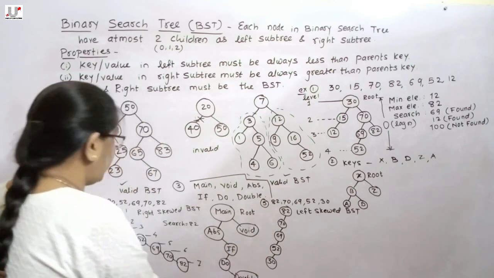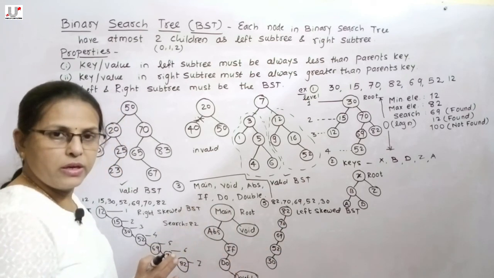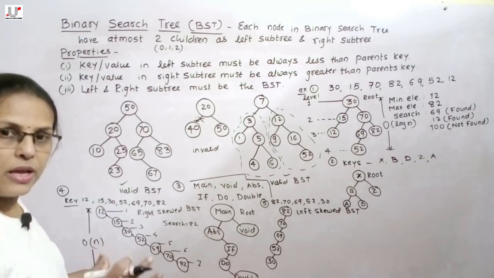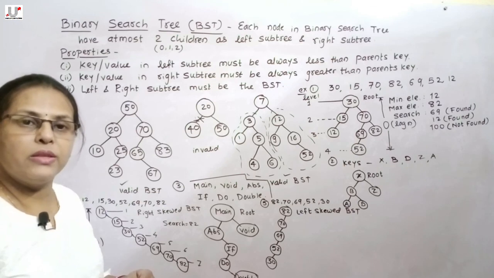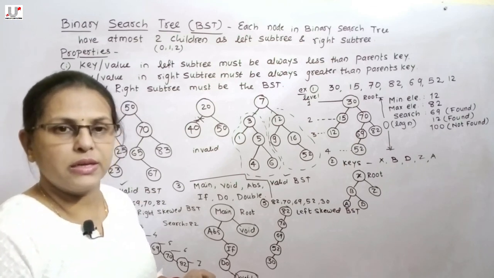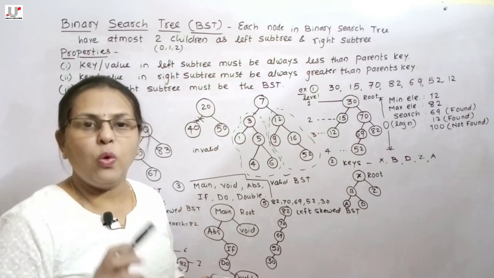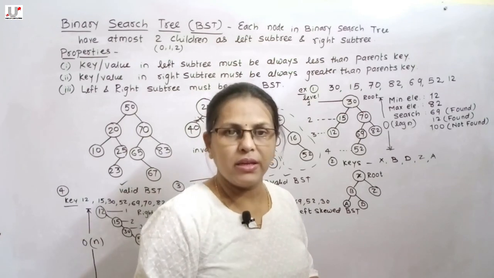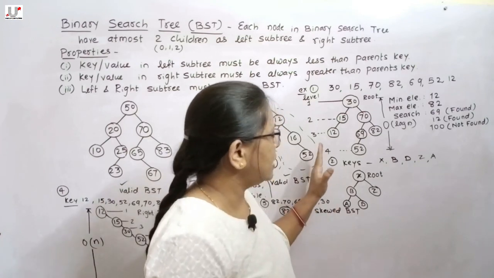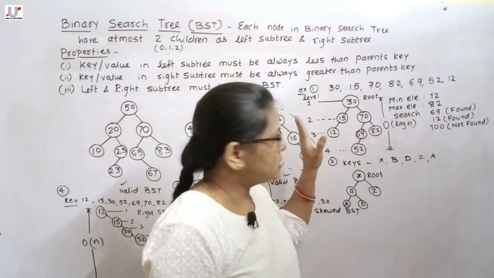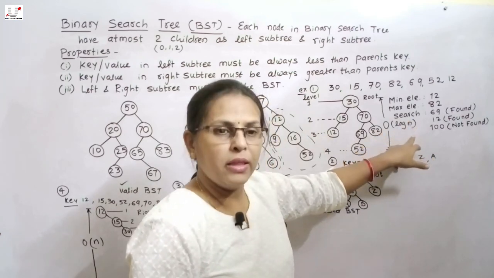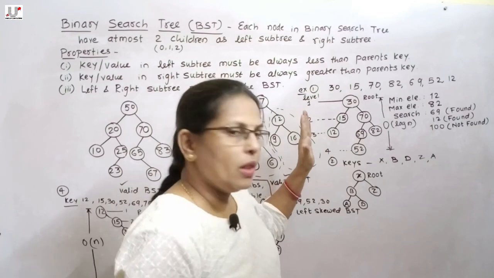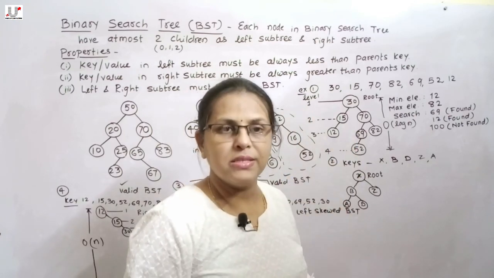The same is applicable to search for an element in a left skewed binary tree. It also takes a maximum of order of n comparisons. That means to search for an element in either a left or right skewed binary tree, its complexity is big O of n. And if the binary search tree is a balanced binary search tree, then to search for an element it will take minimum big O of log n. This is the time complexity to search for an element in a balanced binary search tree.